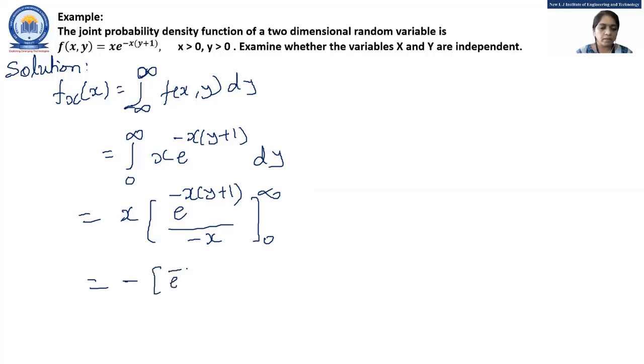e to the power minus infinity minus e to the power minus x, right? So after simplification, e to the power minus infinity is 0. So it is e to the power minus x, where x is greater than 0.